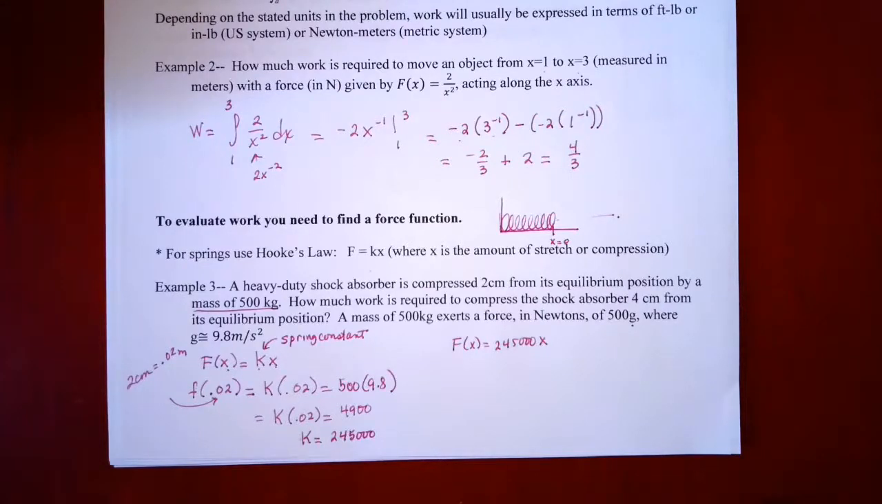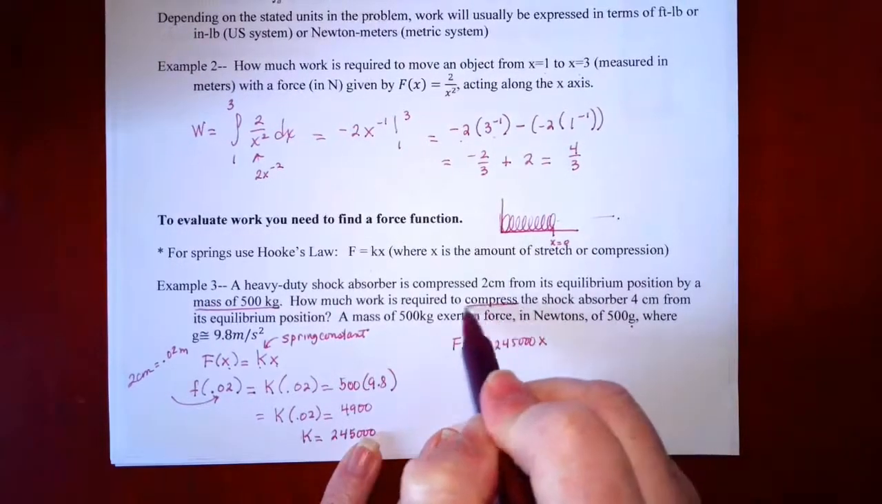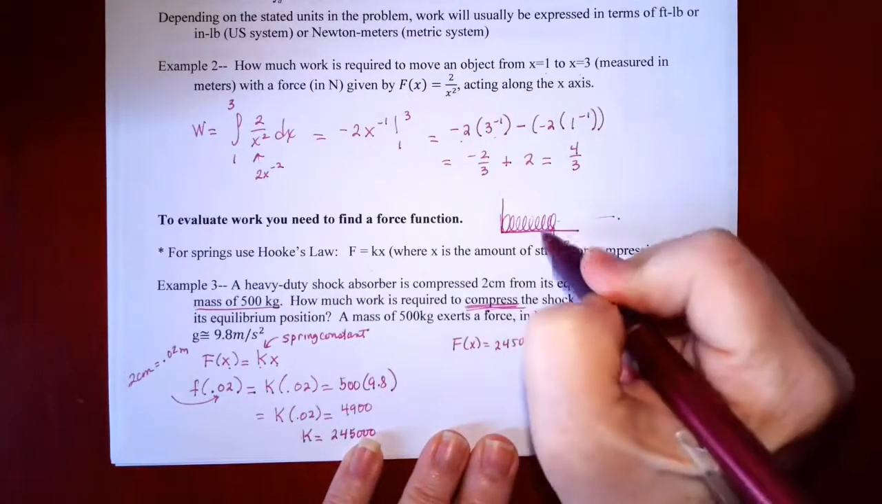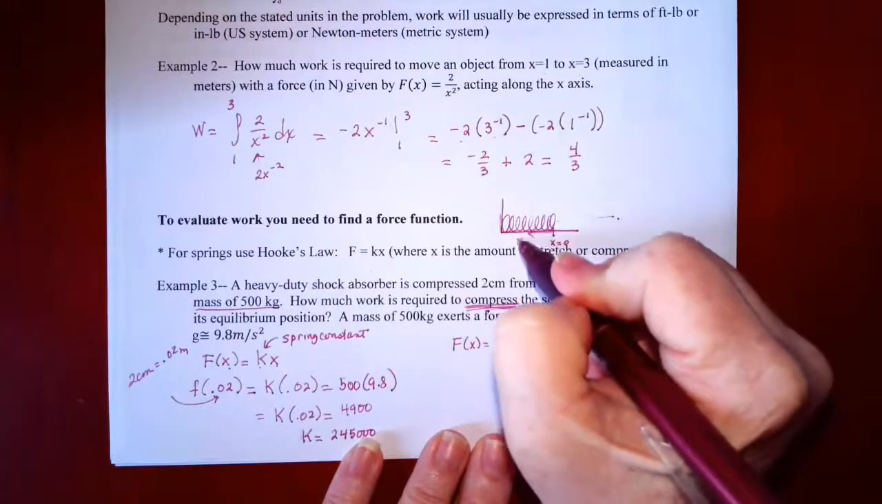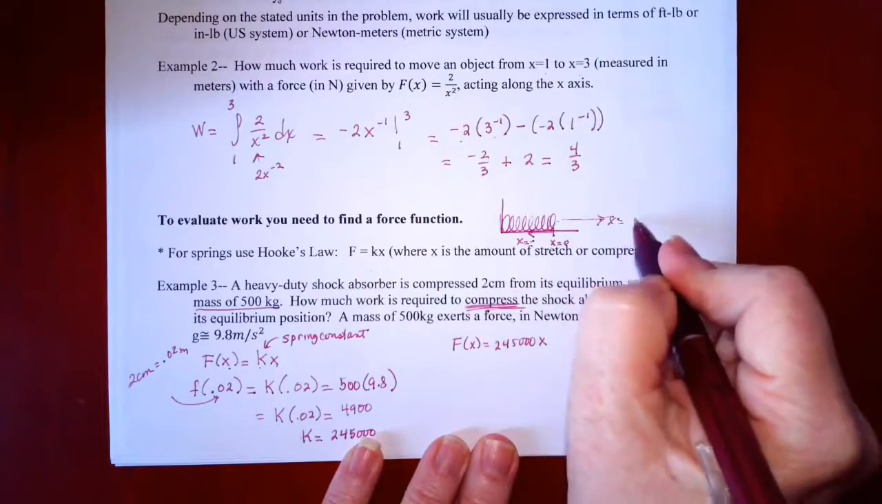All right, now once we have the spring constant, we are going to integrate depending on how far we're stretching or compressing. Now, technically you would get the same answer whether you go from 0 to 0.04 or 0 to negative 0.04. But for me personally, thinking intuitively, we're starting with a spring with 0 stretch. If I go this way, that's going to give me x is negative, right? If I went this way, that would give me a positive x.